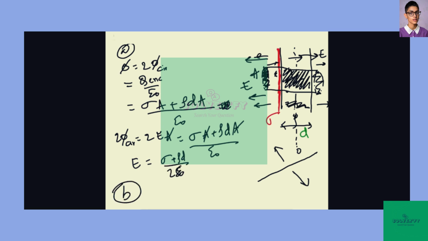Now for part B, we want to find the field on the other side, and using the symmetry condition, as we've already argued, the electric field will be the same, except for the direction. In the first case it will be leftwards, whereas in the second case it will be rightwards.